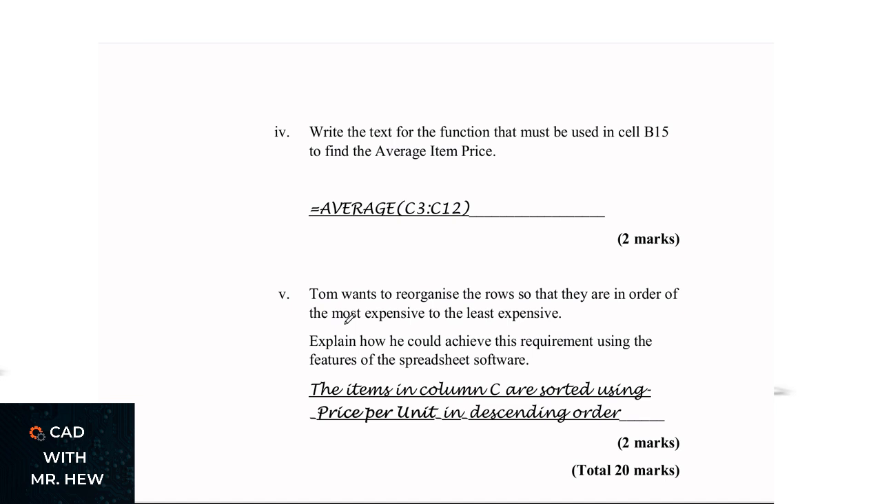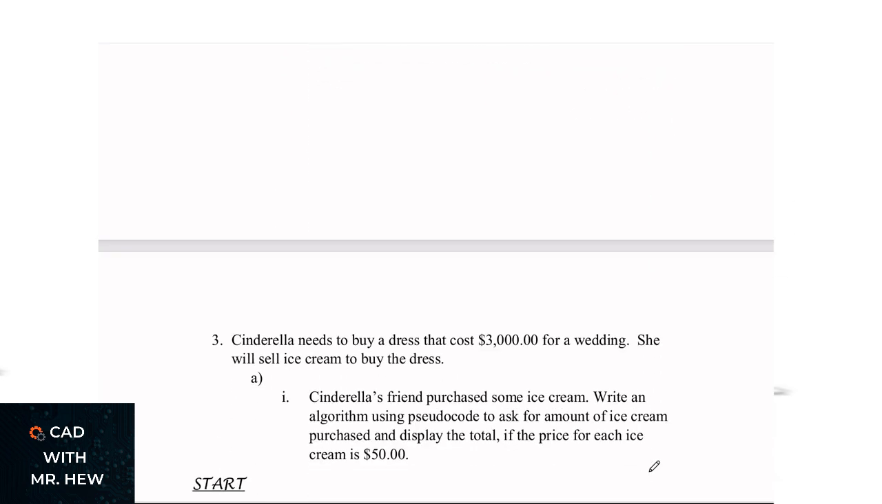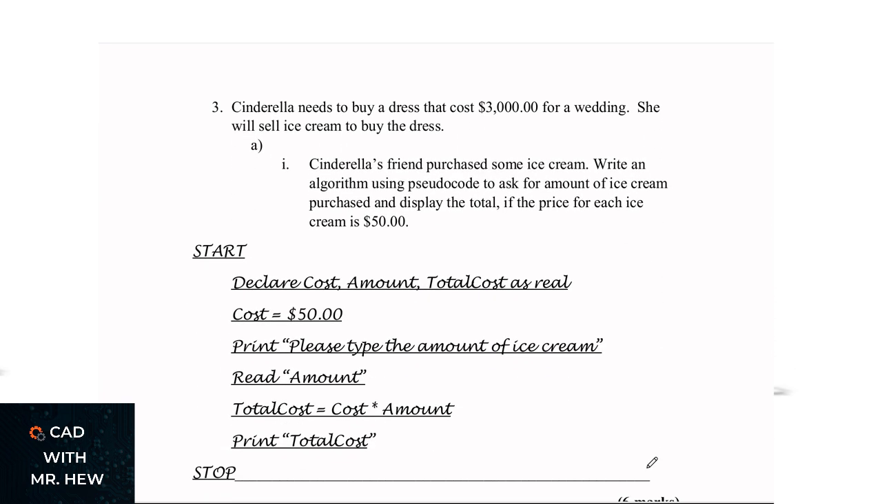Here's another question. The items in column C are sorted using price per unit in descending order. You will get 2 marks for this correct answer. The total marks for this entire question is 20 marks. Let us go to question 3.